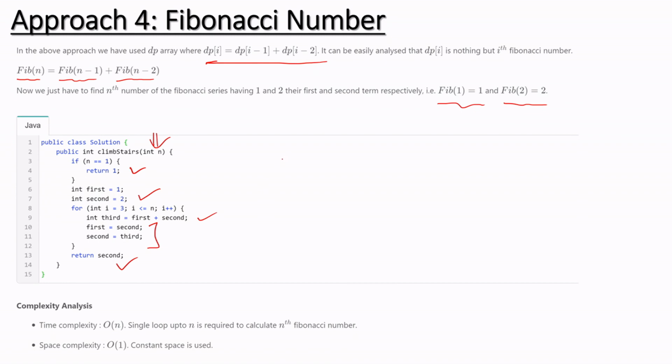That we used to do, right? We used to take n1 equal to 1, n2 equal to 2, right? So we will take a loop from i equal to 3 to n, right? In which we used to do n3 equal to n1 plus n2, right? And then we used to do n1 equal to n2, and n2 equal to n3. Similarly this is doing, and finally we will return the second, and that will be our data.